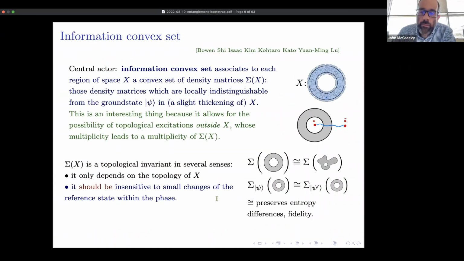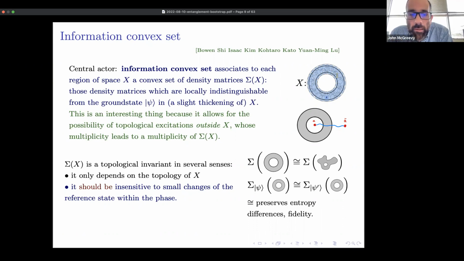And the central ingredient in the entanglement bootstrap is this object called the information convex set, which is a machine that associates to an arbitrary region of space, think of it, let's say, an arbitrary subregion of the ball that we started with, a convex set, which is the set of density matrices on that set. So here's an example of a set X, which are indistinguishable from the given reference state on balls inside the region X.